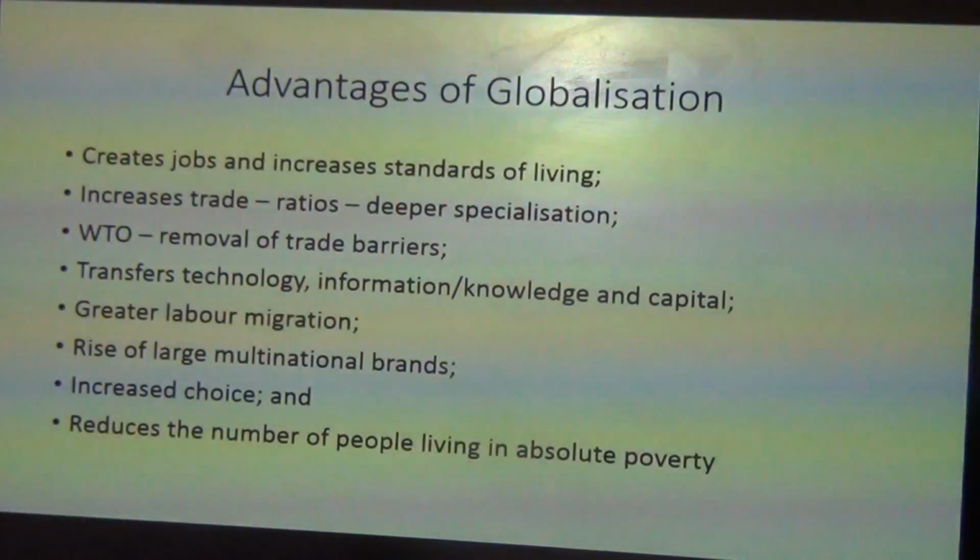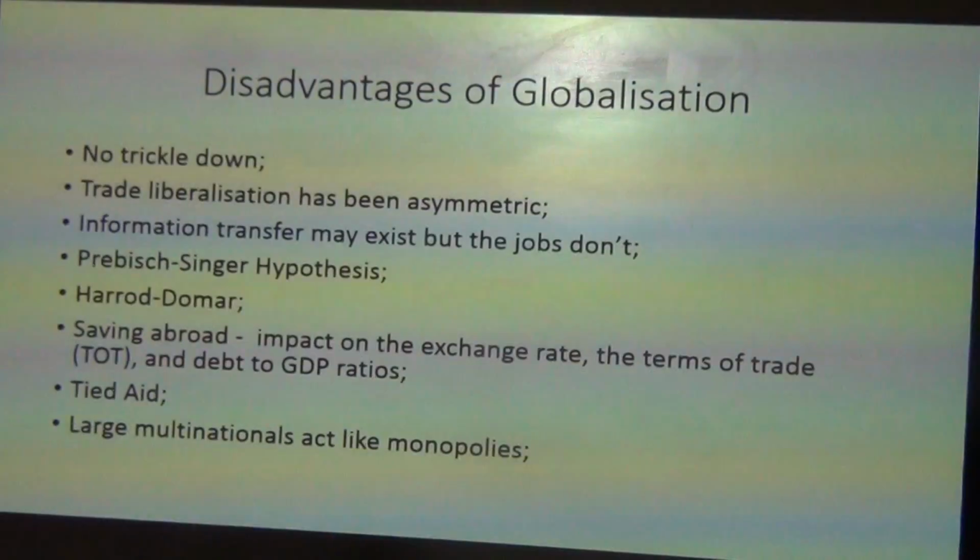Now let's consider the arguments against, the disadvantages of globalization. So first of all, Stiglitz in his book argues that there's no trickle down. I'll not go into that, it's in my other video, but there's no trickle down. Also argues that trade liberalization has been asymmetric. So in other words, the developing nations have rushed to abandon their trade protection policies, but that has not been reciprocated in the developed world. Primarily, of course, because they're frightened of the potential threat of competition from these very low-wage, cheap labour economies.